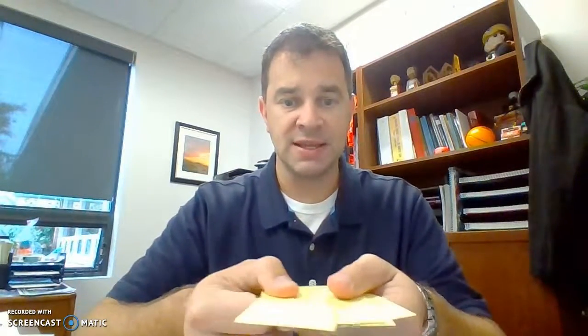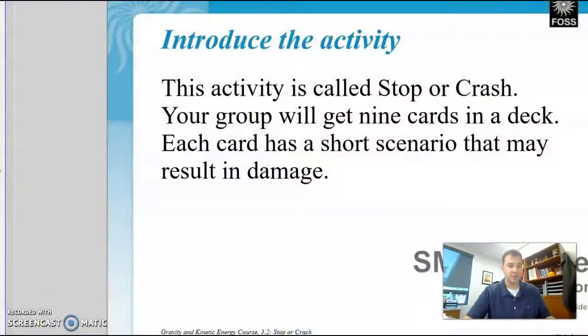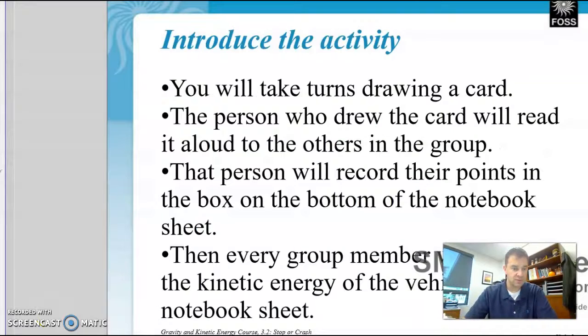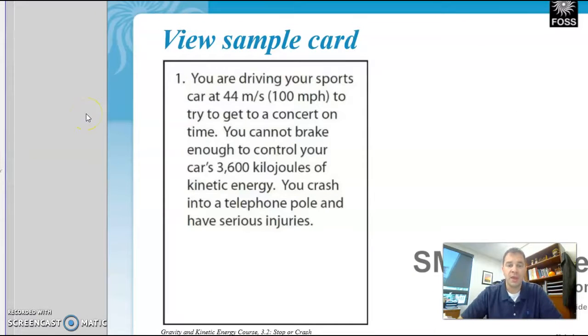They came in a little packet like this, and it was like you were playing Candyland or something like that. Everybody had them face down, and partners would take turns reading a scenario on each one. Okay, so I'll show you an example of a scenario. You are driving your sports car at 44 meters per second, which is like 100 miles an hour. That's bad. That's too fast. You're trying to get to a concert on time, which is why you're rushing. You can't brake, and so you lose control of your car's 3,600 kilojoules of kinetic energy.